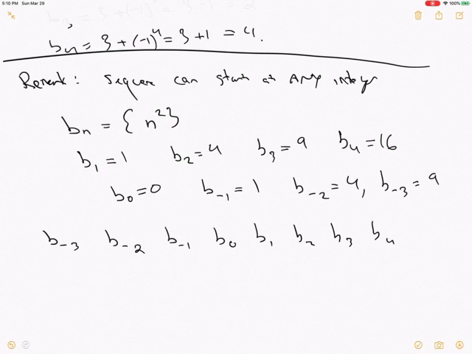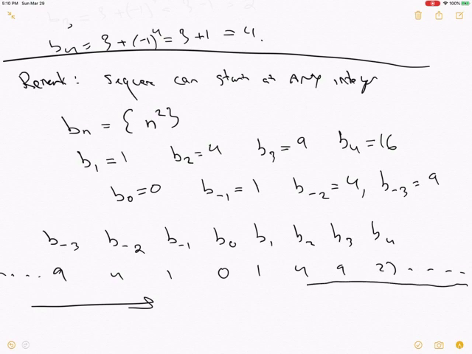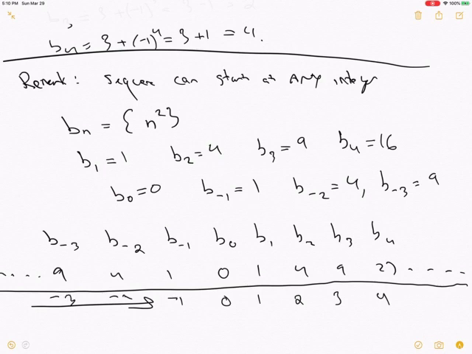So the sequence looks like 9, 4, 1, 0, 1, 4, 9, 16, and it extends forever in both directions, okay? But the order is still like that. And so it's important not only to keep track of the order itself, but also the location. So sometimes you want to keep track of the location. So this is like object in position 0, object in position 1, this is object in position -1, in position -2, in position -3. So sequences can start anywhere.